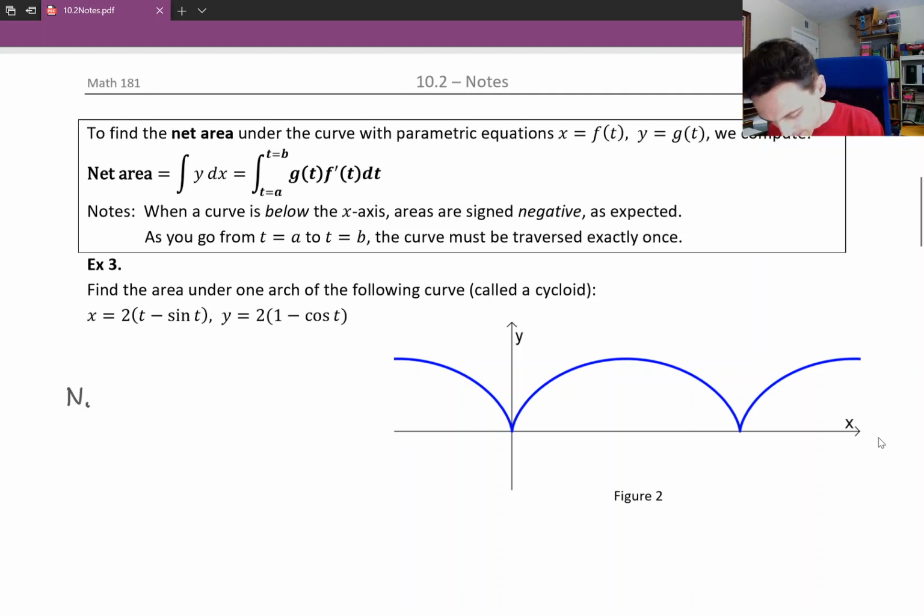We're going to note that the start and end of the arch are going to correspond with places where the value of y is equal to 0, right? That's what's in common between those points. The y-coordinate is equal to 0. So we can figure out where the y-coordinate is going to be 0 by setting 2 times quantity 1 minus cosine t equal to 0 and figuring out the values of t that make that happen.